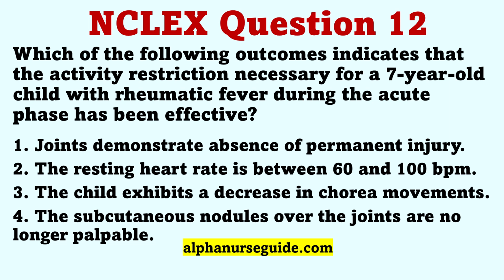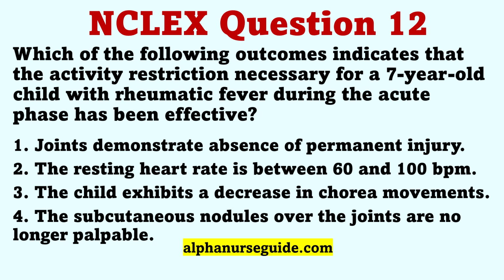During the acute phase of rheumatic fever, the heart is inflamed and every effort is made to reduce the work of the heart. Bed rest with limited activity is necessary to prevent heart failure. Therefore, the most reliable indicator that activity restriction has been effective is a resting heart rate between 60 and 100 beats per minute, normal for a 7-year-old child.